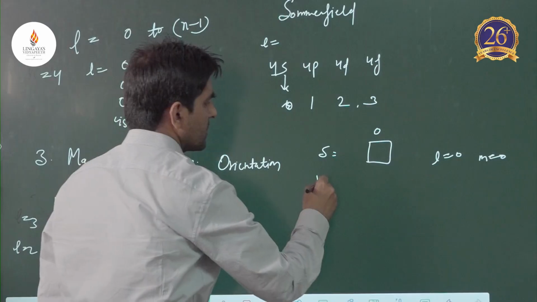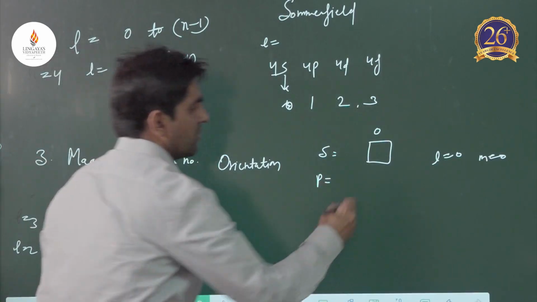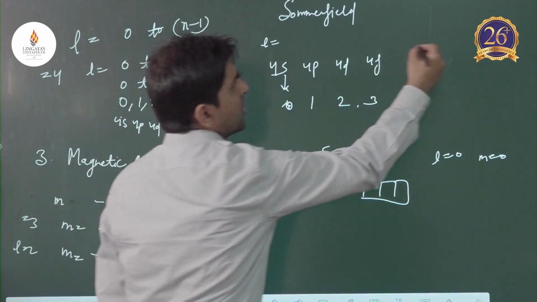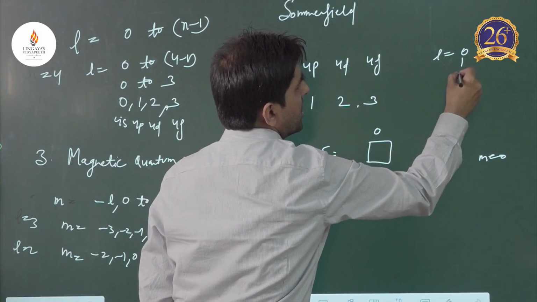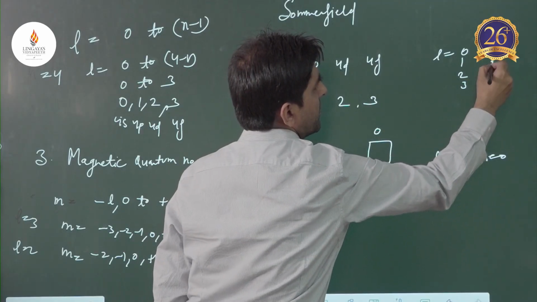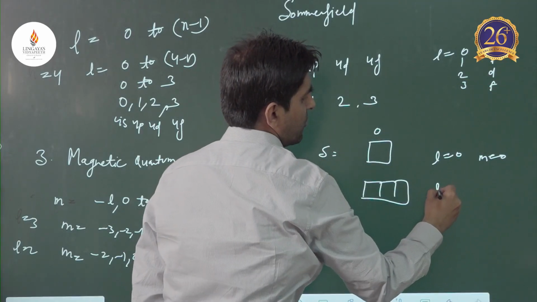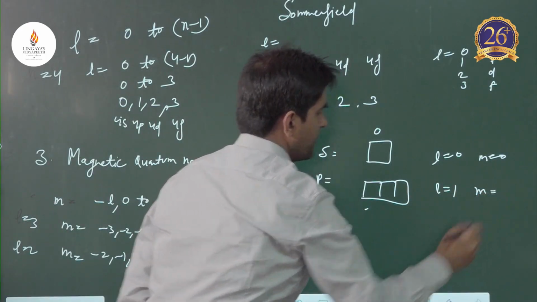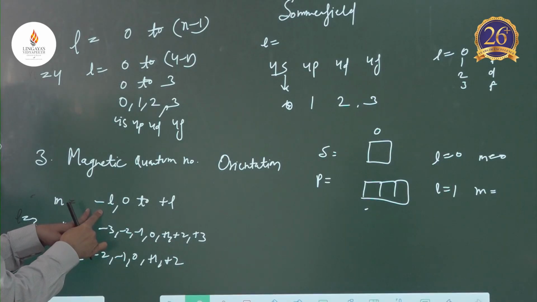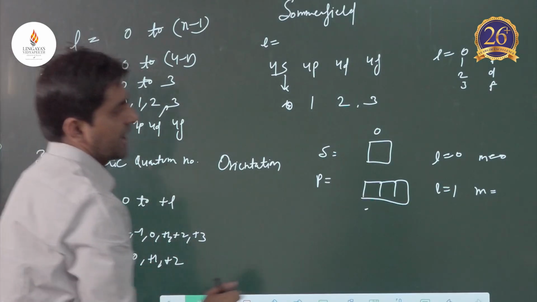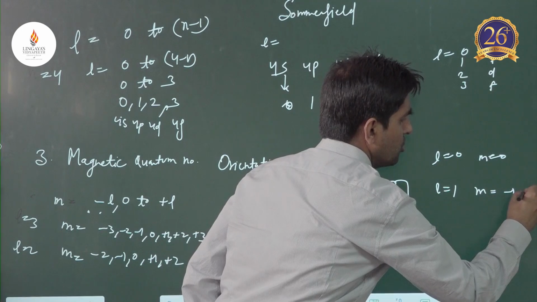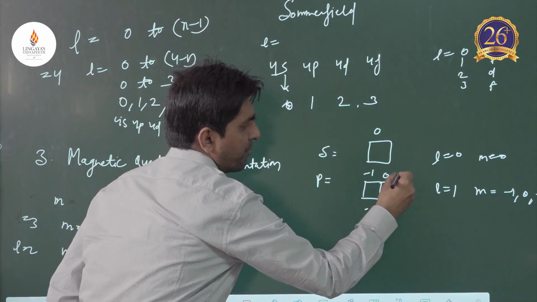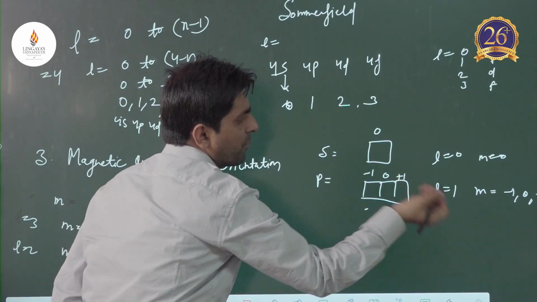For p there are 3 orbitals. We have already studied L equal to 0, 1, 2, 3: s orbital, p orbital, d orbital, f orbital. If L equal to 1, there must be p orbital, then value of M will be from minus L, 0 to plus L. It means minus 1, 0, plus 1, or we can write plus 1, 0, minus 1.